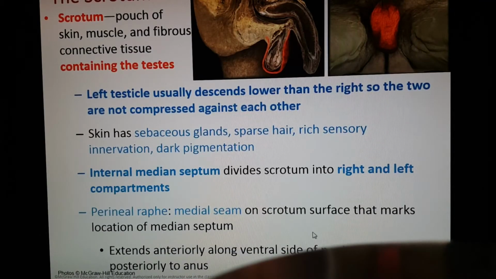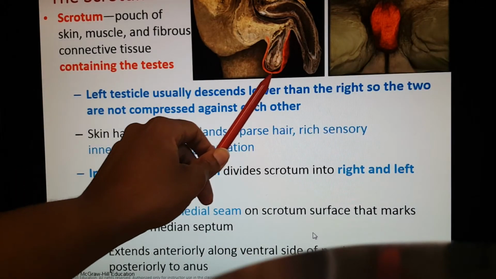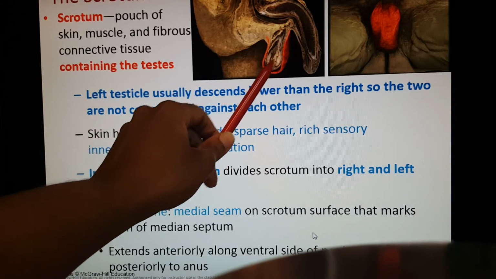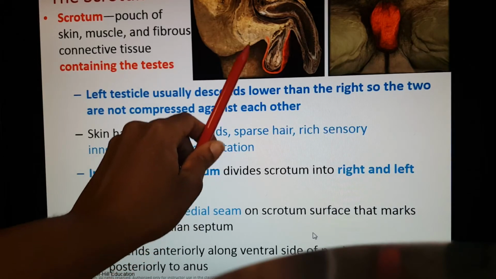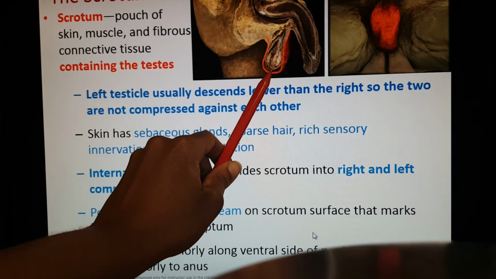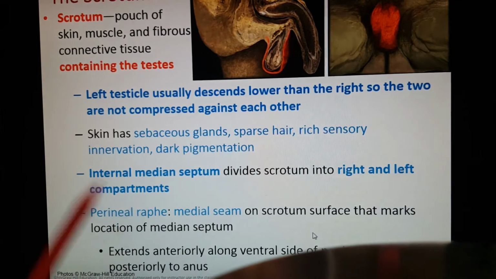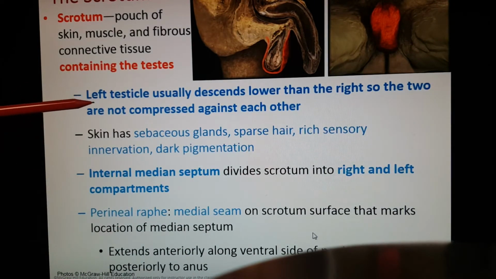So skipping ahead a few slides, all the way to a fully developed reproductive system, and looking just at the scrotum, which is the sac of tissue that contains the testes on the inside. Here in the orange or reddish color is the scrotum, and on the inside of that are the testes. In the scrotum, your left testicle is usually lower than the right so that they don't get pressed up against each other, giving each other a little bit of room.